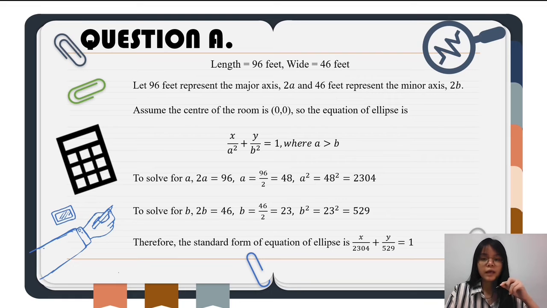To solve for a, we let 2a is equal to 96. Then we can find that a is equal to 48. Then a squared is equal to 2304. To solve for b, we let 2b is equal to 46. After that, we found b is equal to 23 and b squared is 529. After the calculation, we can substitute the values of a and b into the equation of the ellipse. Therefore, we can find that the standard form of the equation of the ellipse is x squared over 2304 plus y squared over 529 is equal to 1.